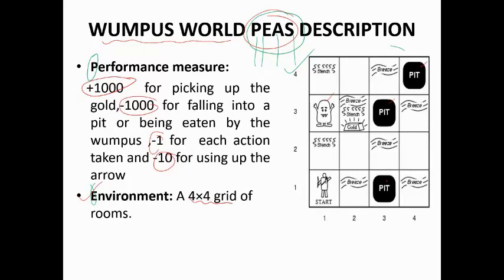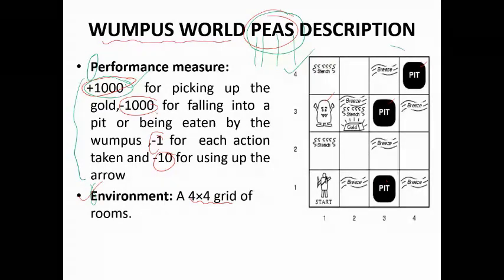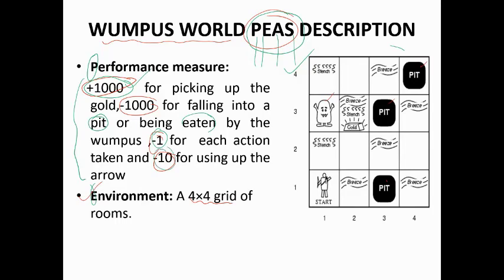So here the P, performance measure, is a set of rules, like let's say 1000 plus for picking up the gold. So you can get 1000 plus marks, the score for picking up the gold. It is a kind of reward, and minus 1000 for falling into the pit or being eaten by the Wumpus, the monster, and minus 1 for each action, and minus 10 for using the arrow.